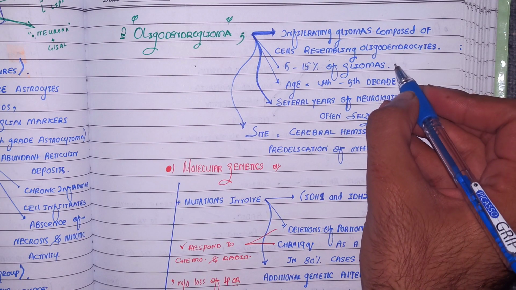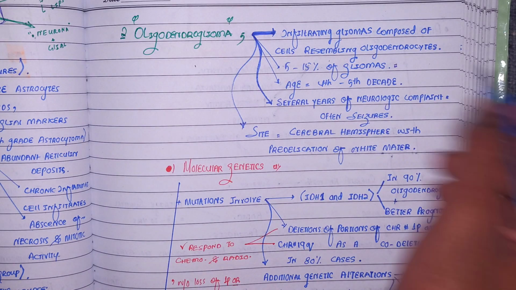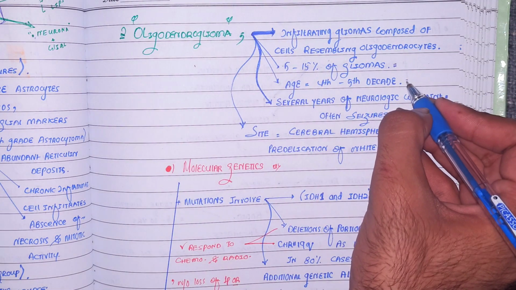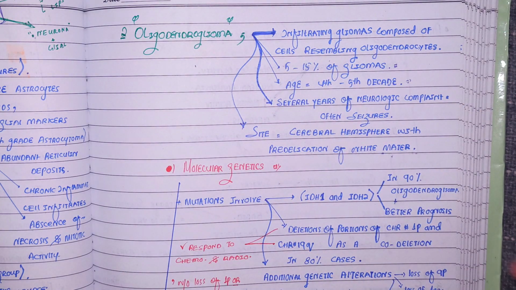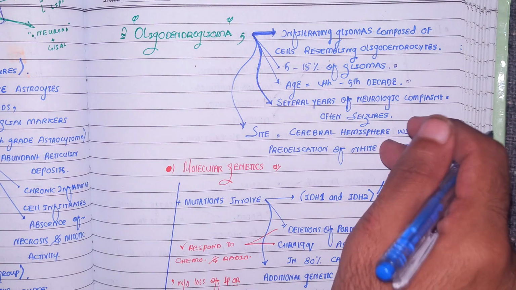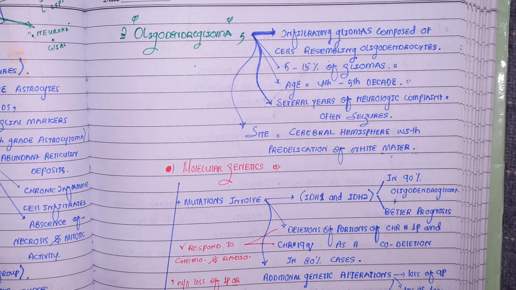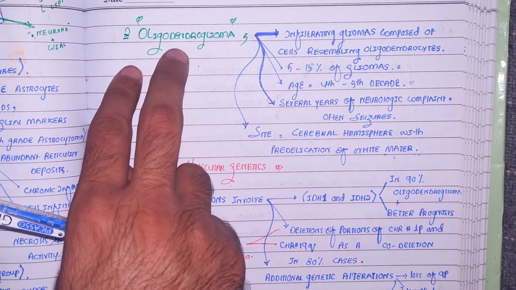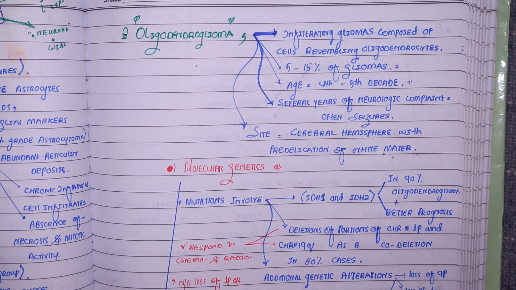We saw what percentage it is: it makes up 5 to 15% of all the gliomas, oligodendroglioma. We saw the age group. In composition, cells resembling the oligodendrocytes, and the main presenting complaint is seizures, for a long time. Talking about the site, beta, it is the cerebral hemispheres with predilection of the white matter. We will better study this thing and we'll be talking about the morphology, but for now you just keep in your mind that the oligodendroglioma is a glial tumor composed of the cells resembling the oligodendrocytes and arises from the cerebral hemisphere.